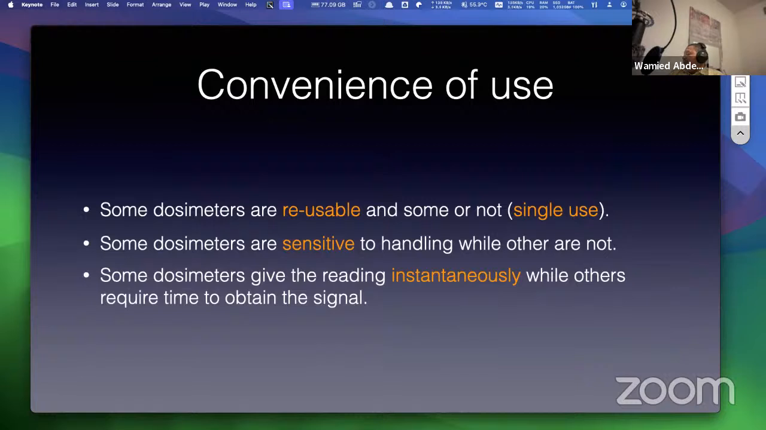Some dosimeters can give the reading instantaneously. You put the dosimeter, you get the signal immediately, while others require time to obtain the signal. TLDs or film dosimeters, we need to leave them for some time before we start to read the signal and get the dose from them.